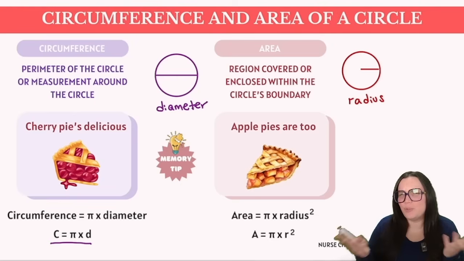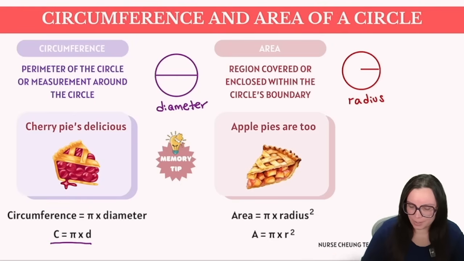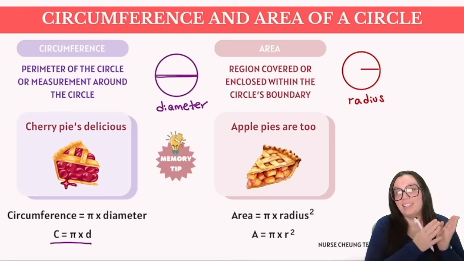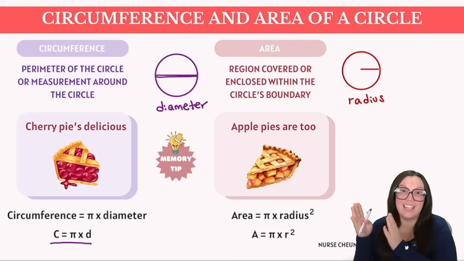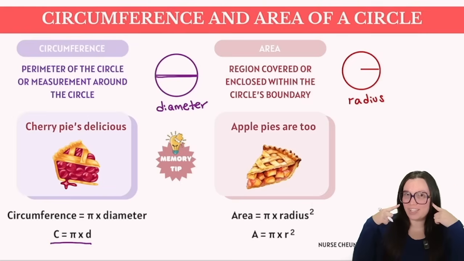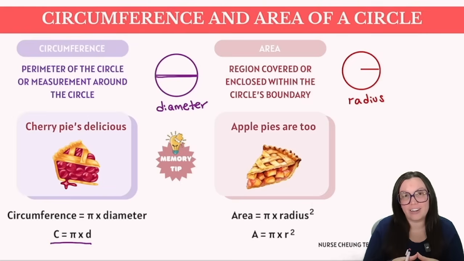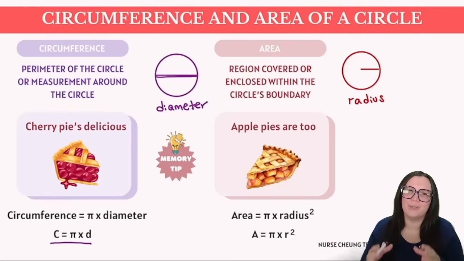So you might be asking yourself, what the heck is a diameter? If we were to take a circle and draw a line through the center of that circle, from one end of the circle to the other end, that measurement is considered our diameter. An easy sentence to remember this equation is "Cherry pie's delicious," where the C in cherry is equal to our circumference, pi is of course equal to pi, and the D in delicious is equal to diameter.